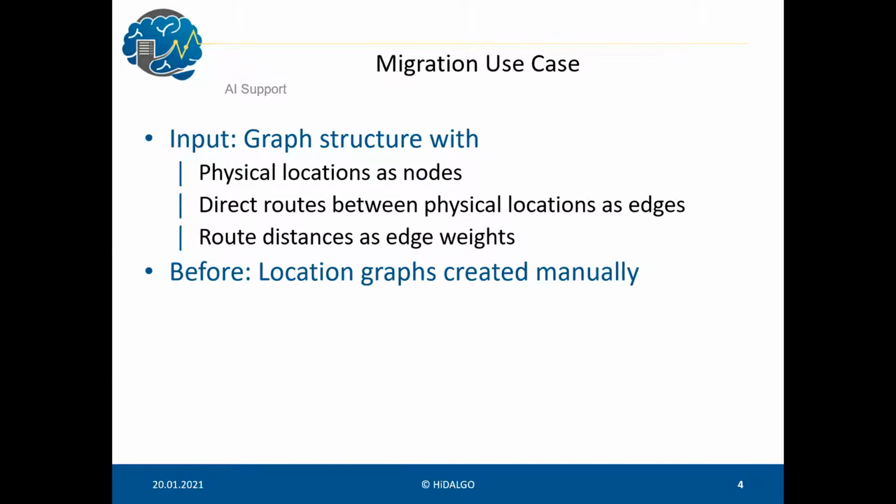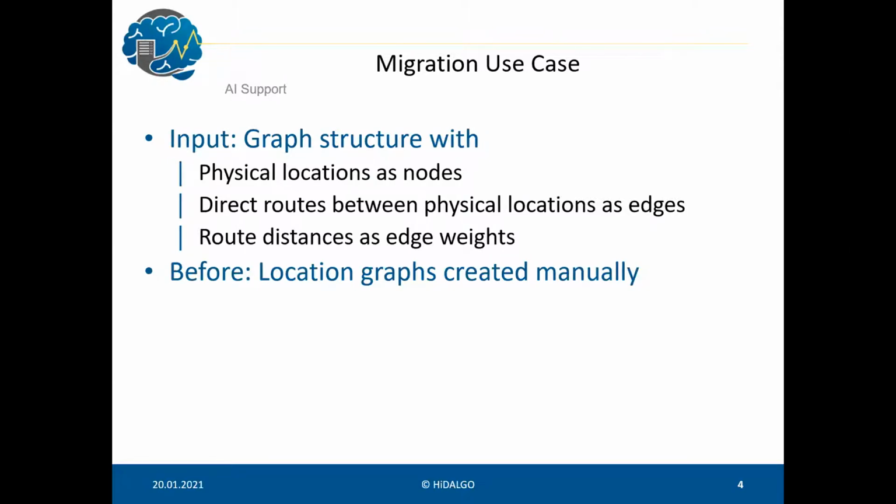The use case needs, amongst other things, a graph structure as input. In this graph structure, the nodes correspond to physical locations. The edges of this graph correspond to direct routes between the locations, and the edge weights are the route distances between the locations, which are also being used as meta information. In earlier times, these so-called location graphs have been created manually.